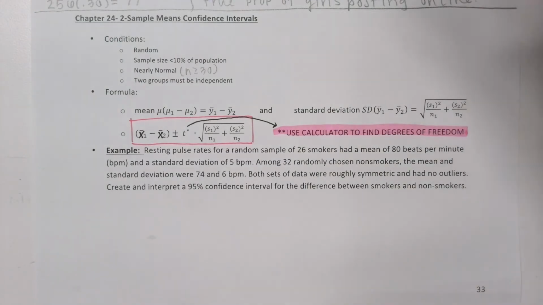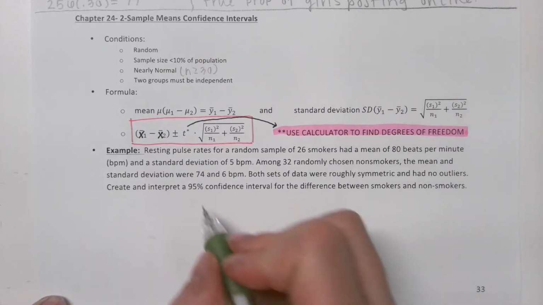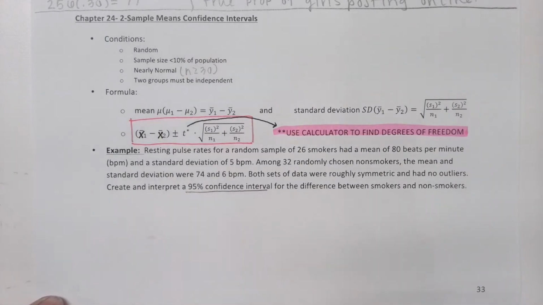Okay, we'll go through an example here. So resting pulse rates for a random sample of 26 smokers had a mean of 80 beats per minute and a standard deviation of 5 beats per minute. Among 32 randomly chosen non-smokers, the mean and standard deviation were 74 and 6 beats per minute. Both sets of data were roughly symmetric, had no outliers. We want to create and interpret a 95% confidence interval for the difference between smokers and non-smokers.